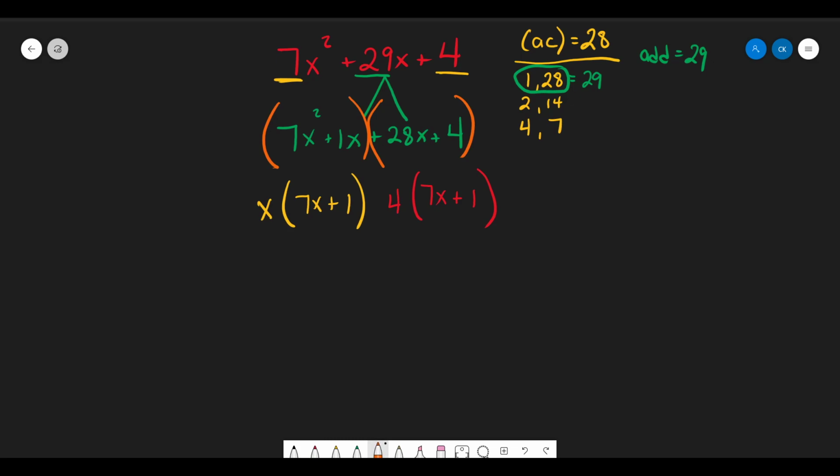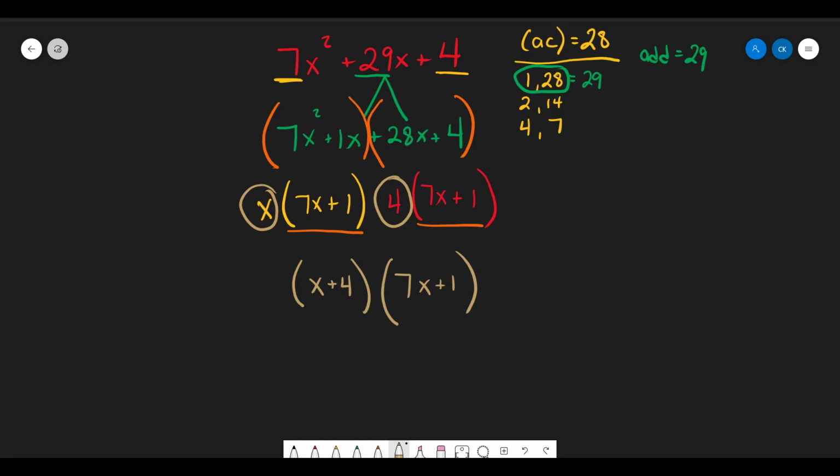Now I look at my two terms here. I see that 7x plus 1 and 7x plus 1 are the same. So I take my GCFs, the x and the 4. They're going to go in one parenthesis, so it's going to be x plus 4, because the 4 is positive. And then the twins, 7x plus 1, will go in the other parenthesis. And this would be the factored version of 7x squared plus 29x plus 4. It would be x plus 4 times 7x plus 1.